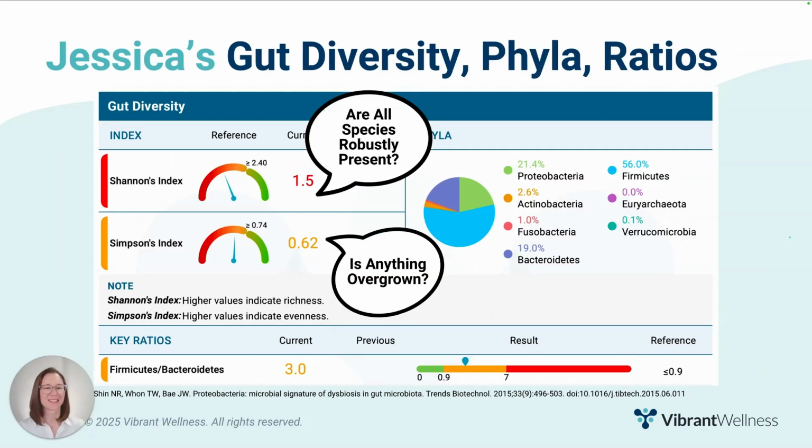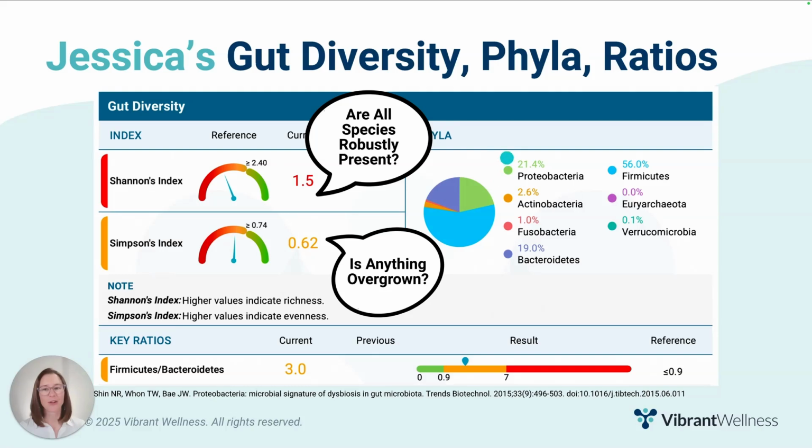Let's take a look at Jessica's GI-MAP results to see what's going on in her gut microbiome. Right away, we're seeing a low Shannon's index, which measures richness, and a moderately low Simpson's index, which measures evenness. Shannon's answers the question, are all the species present? A level of 1.5 indicates that the richness of Jessica's microbiome is currently depressed. She's either missing some species or they're only present at extremely low levels. Simpson's answers the question, is anything overgrown? A level of 0.62 indicates that something definitely is overgrowing.